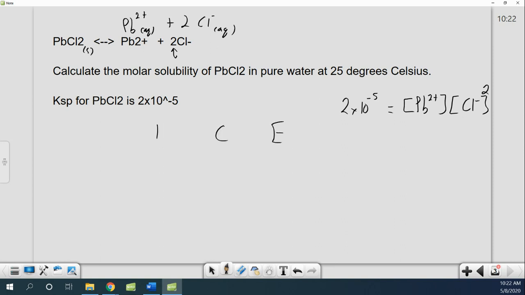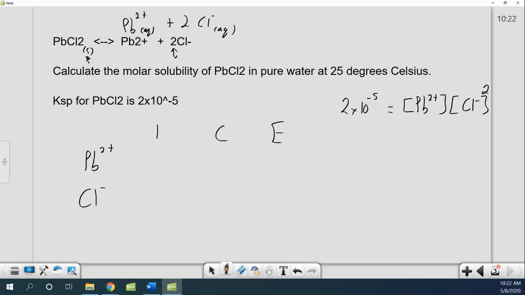Now keep in mind that I ignored the PbCl2 over here on purpose because it's solid. I don't need to put it in because it's a solid. So it's not like I forgot about it. It was an intentional choice. I don't want it. It's solid. So I only have to look at my Pb2+ and my Cl minuses.